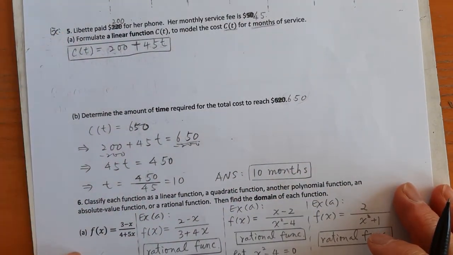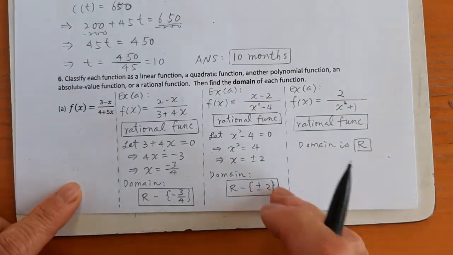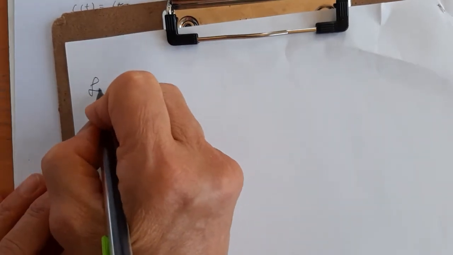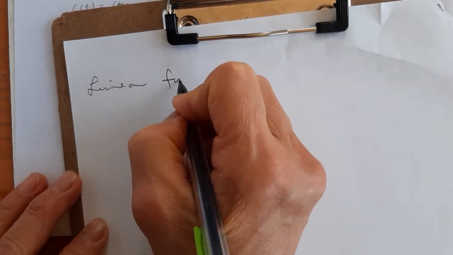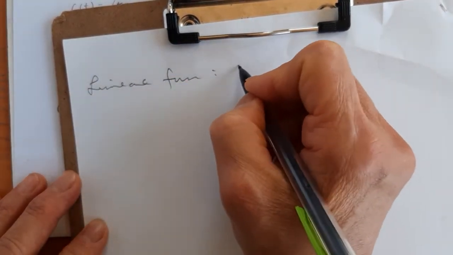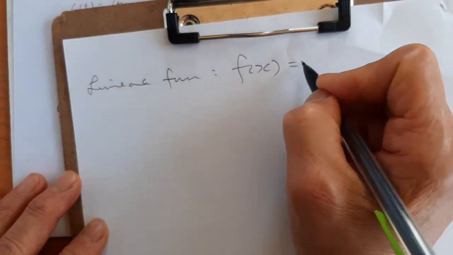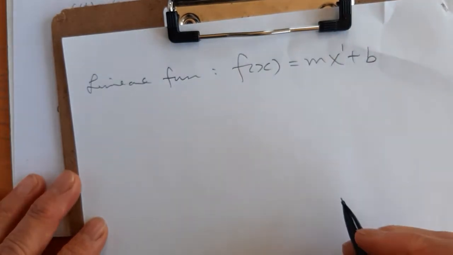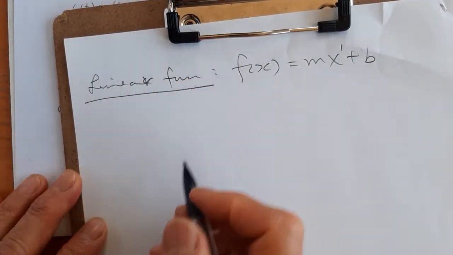That's question 6. Classify the functions. If the degree is 1, we call it a linear function. The linear function is f(x) equals mx plus b. This is slope-intercept form. Degree 1 is called a linear function.